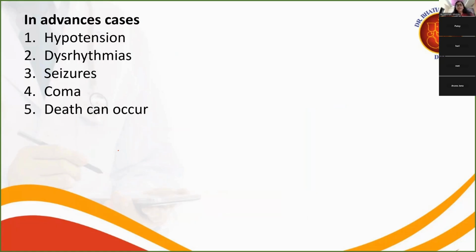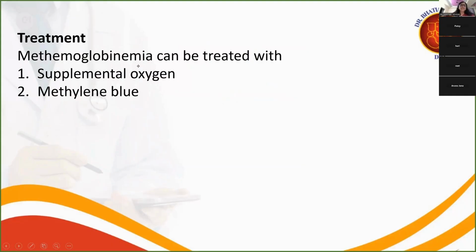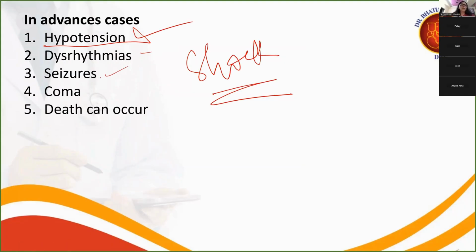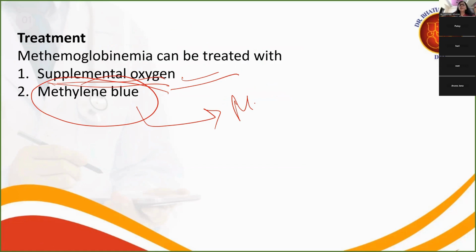If the condition worsens, the patient goes into circulatory shock, so there will be hypotension. Cardiac muscles can get affected, causing dysrhythmias. There will be seizures because of the brain getting involved. There can be coma, and finally the patient can die. To treat, you need to give a higher concentration of supplemental oxygen, and the typical antidote is methylene blue. So methemoglobinemia is treated with methylene blue.